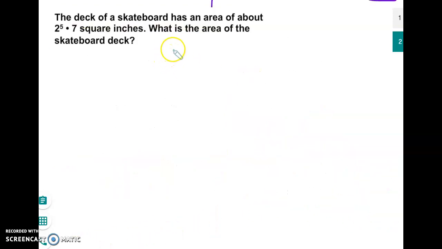Now look at another example on these exponents. The deck of a skateboard has an area of about 2 to the 5 times 7 square inches. What is the area of the skateboard deck? So the question is given 2 to the 5 times 7. 2 to the 5th exponent means 2 you repeatedly multiply 5 times and then multiply by 7. So let's go ahead and multiply all these numbers.